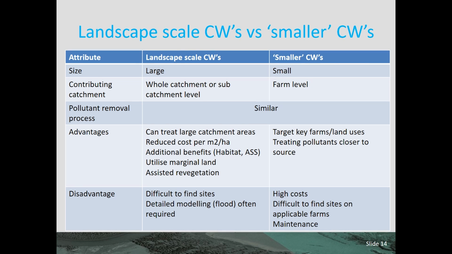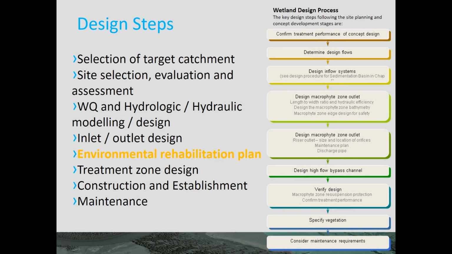In terms of design steps, I think they're very similar to traditional stormwater treatment wetlands, with the exception of environmental rehabilitation plans. Normally in a standard stormwater treatment wetland you have a planting plan, and it's very prescriptive these days on how you do it and what you should do, generally speaking. When you're talking about landscape scale wetlands, the whole idea of a planting plan, in my mind, needs to be thrown out the window, and you want to talk about a rehabilitation plan, because that's where you're going to save a lot of money, and that's where you're going to get a lot of multiple benefit.